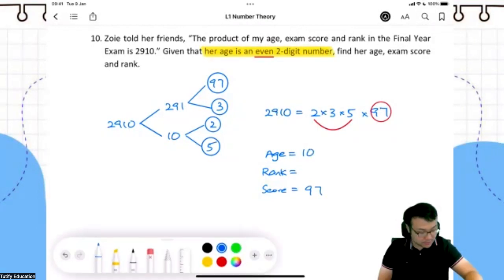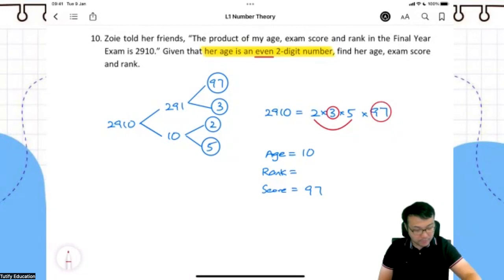And what is the number that you are left with? What number have we not used? We used the, three. Yes, 3. Rank is 3. 3 is the rank. Well done, Kate. Good job.